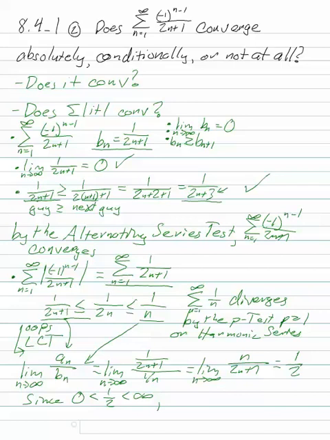So we were comparing 1 over 2n plus 1 to the harmonic series. Since 0 is less than 1/2 is less than infinity, the series 1 over 2n plus 1 from n equals 1 to infinity also diverges. Having a limit between 0 and infinity means they do the same thing. Since we already said that 1 over n diverged, our answer must diverge. So that's it for that one.